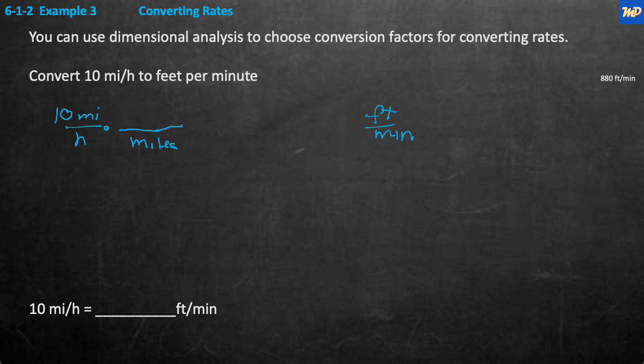So once you put the miles on the bottom, you need to know how many. We want to go to feet, and you want feet on the top. So I'm going to put feet on the top. How many feet per mile? It's 5,280 feet per mile. So that conversion factor is what they're talking about when they say choose the conversion factors. That's it right there. Now we've got that one, and we can carry this out.